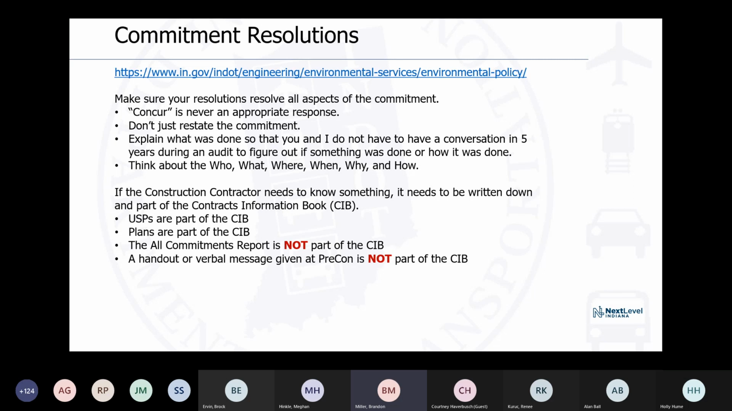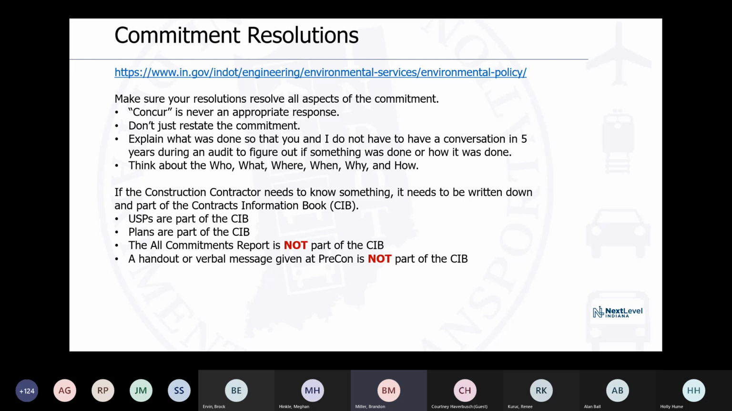Everybody can read this, but just so that you are aware of it, we want things written down and provided to contractors. That way we don't get into that legal he said, she said situation, whatever it might be. So for it to be in the CIB, in terms of USPs and plans, those are the most likely resolutions that you'll have. You can't just say that the all commitments report will be handed to somebody at the pre-con meeting. That doesn't work. The all commitments report unto itself is not part of the CIB. So just be aware of those different aspects.